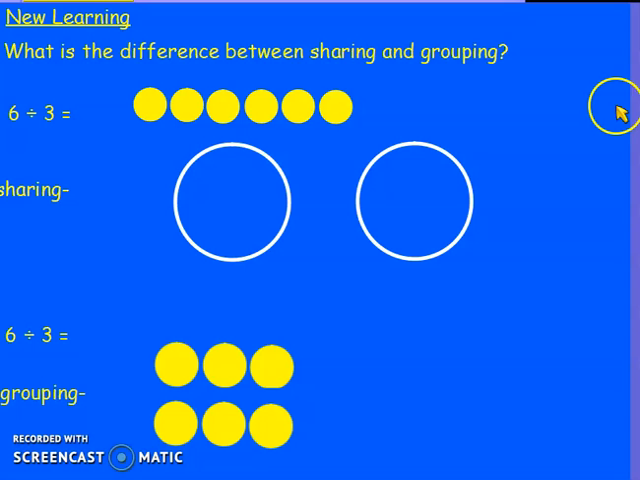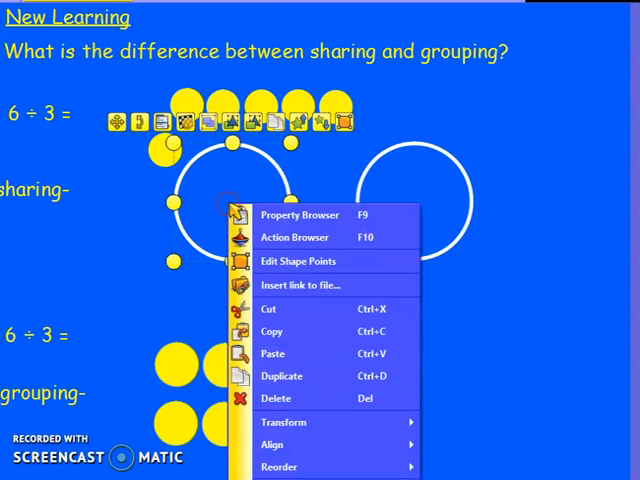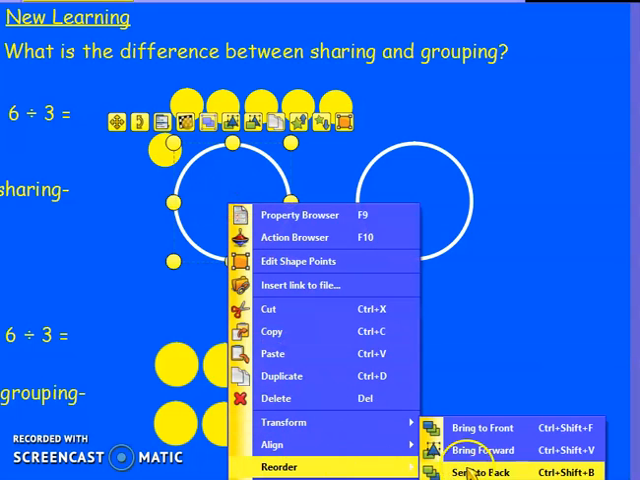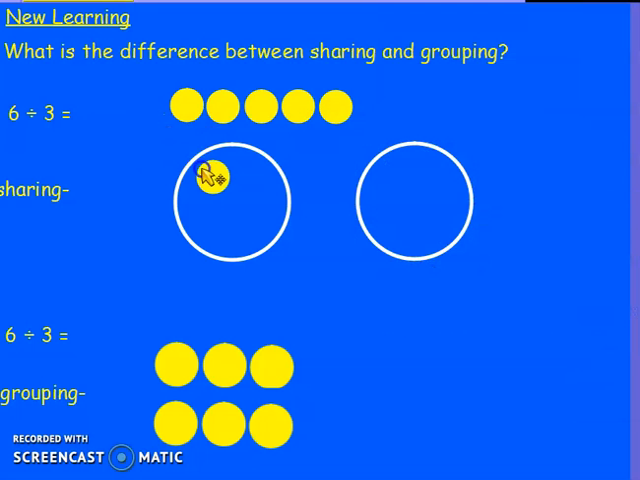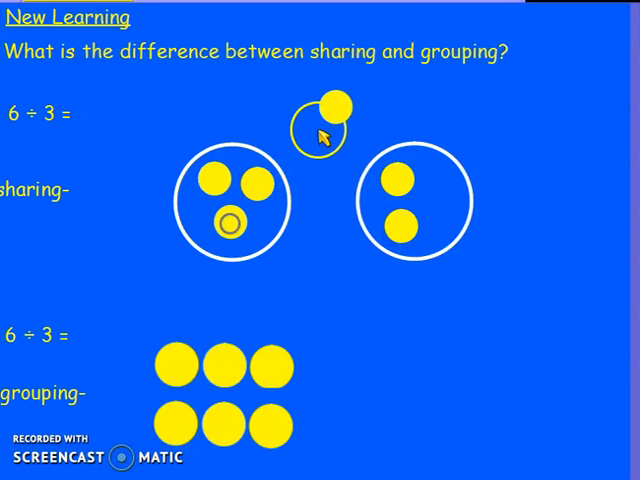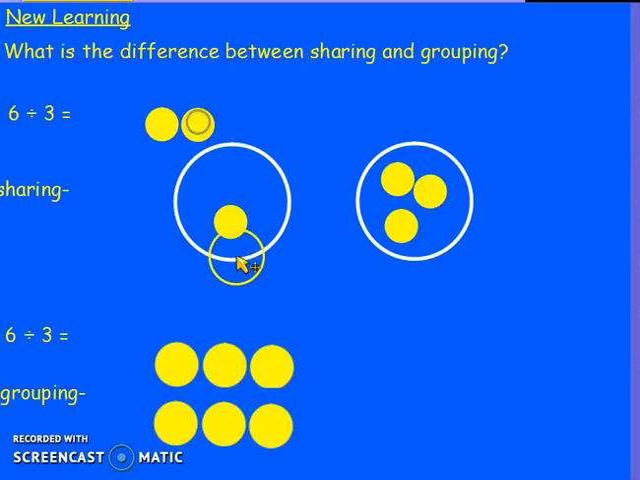Well done, Year 3. So if we were doing 6 divided by 3 using the sharing method, you would again share your counters between the two circles. Oh, I've just noticed a mistake. We haven't got 6 divided by 3 because we've only got 2 circles. Silly me. So, let me put that back.